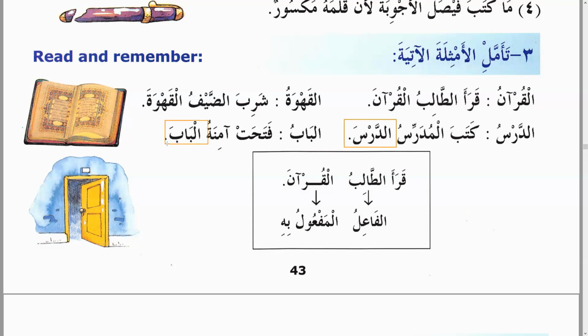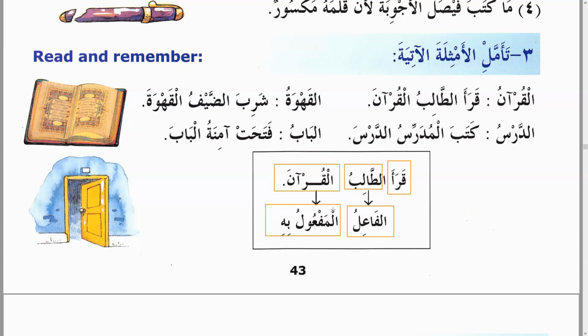Right? So anytime you want to use an object, you have to put it mansub, mansub, mansub. Qara'at talibul Qur'ana. So qara'at is the verb, right? At-talibu is the fa'il, al-fa'ilu, and al-Qur'ana is the maf'ul bihi, or al-maf'ul bihi, right? Or maf'ul bihi, al-maf'ul.